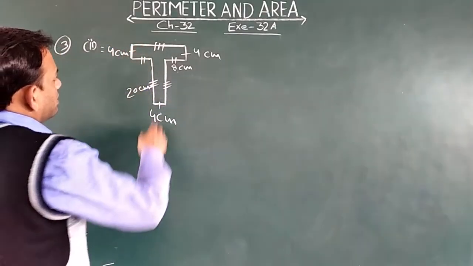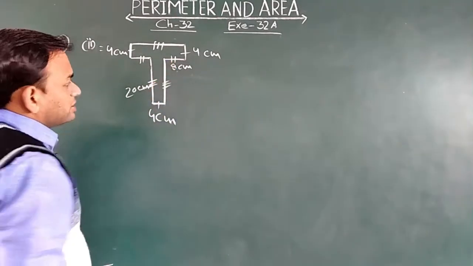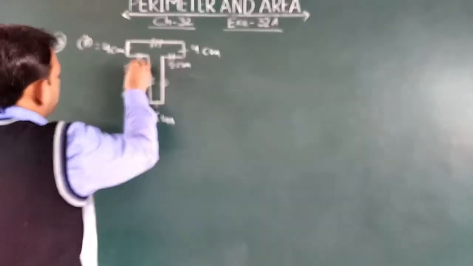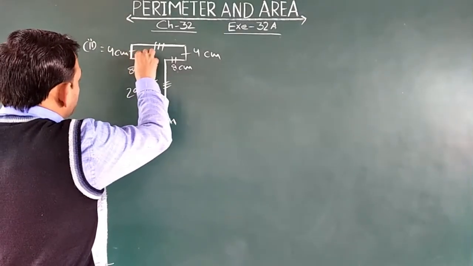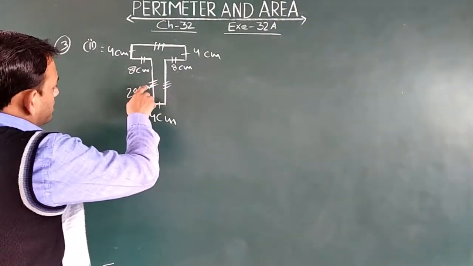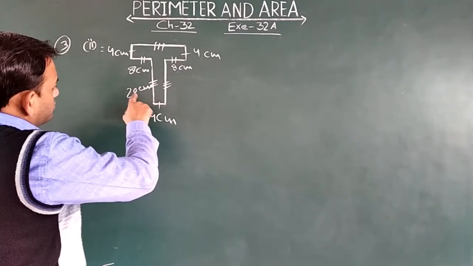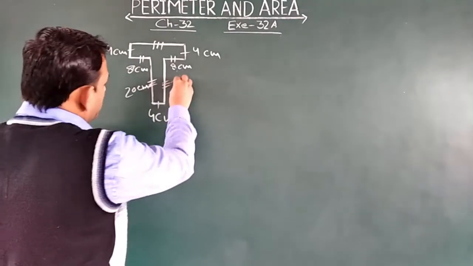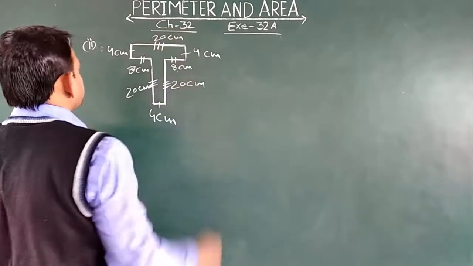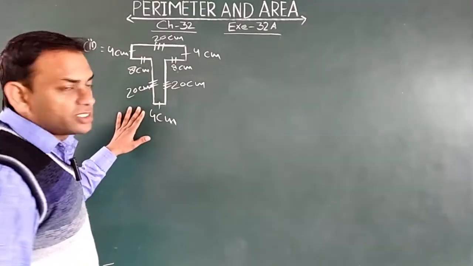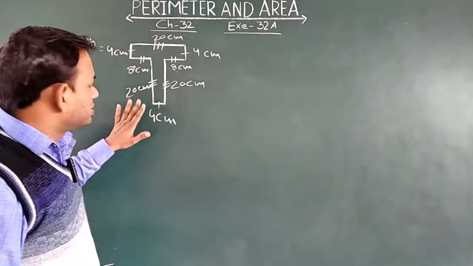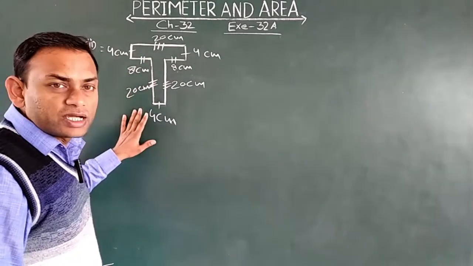Okay, and here the two lines represent the 8 centimeter length of side, so it will be 8 centimeter. It will be 8 centimeter because here again the two lines are given. Here three lines are showing the 20 centimeter length of side, so it will be 20 centimeter. So now as you can see, we have got the length of all sides in this figure.